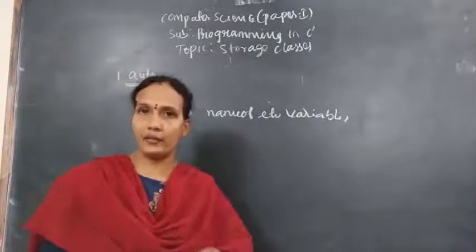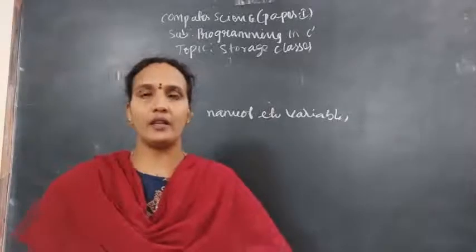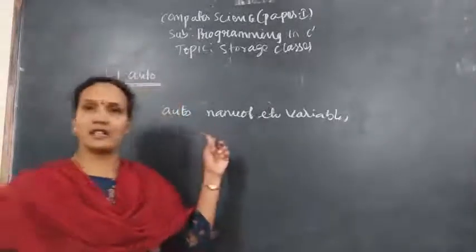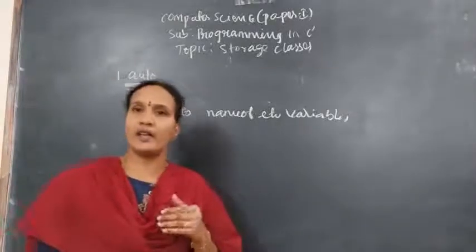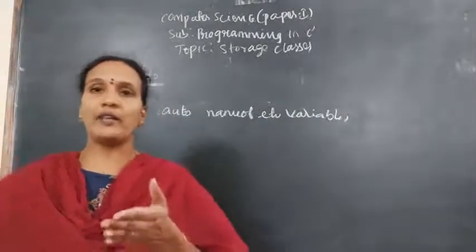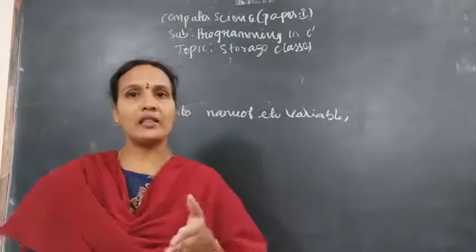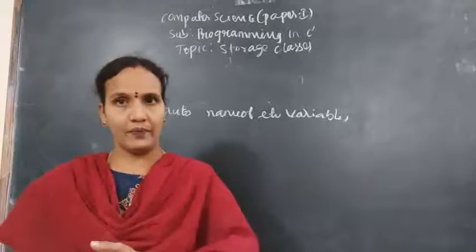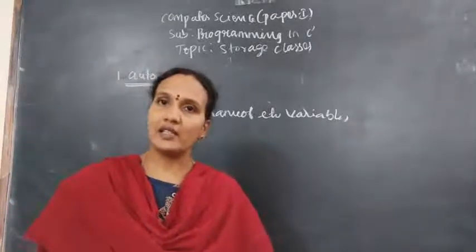If you have declared any variable inside the function, and you have not given any storage class for that variable, by default that variable is considered as an auto variable. In whichever function you have declared that variable, its life exists when the function execution starts, and the life of that variable will end when the function execution is over. Understood? So that is the auto variable.